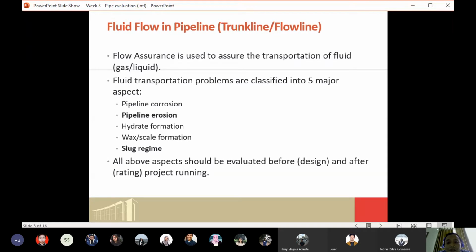Do you know the difference between trunk line and flow line? Can someone differentiate between them? This terminology is usually used in the petrochemical industry. Who can answer this one? No? Or is this the first time that you hear about trunk line and flow line?